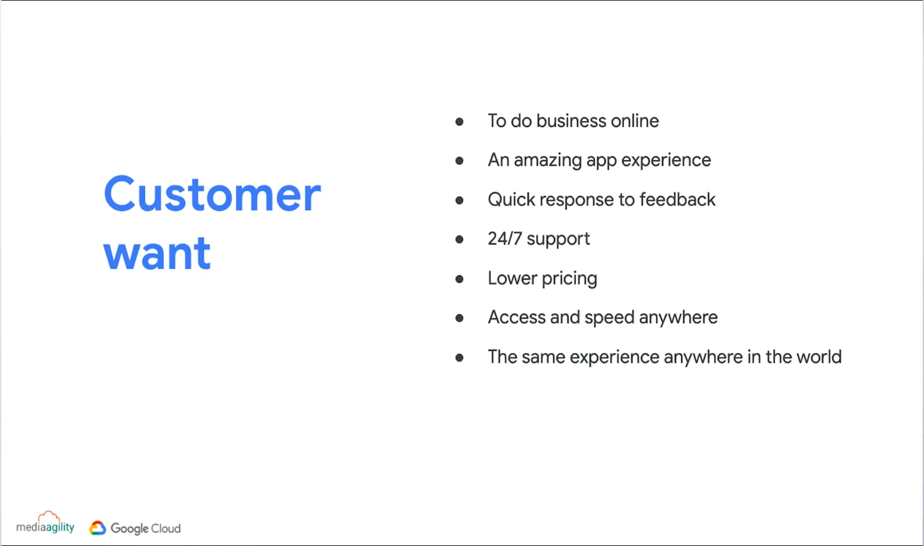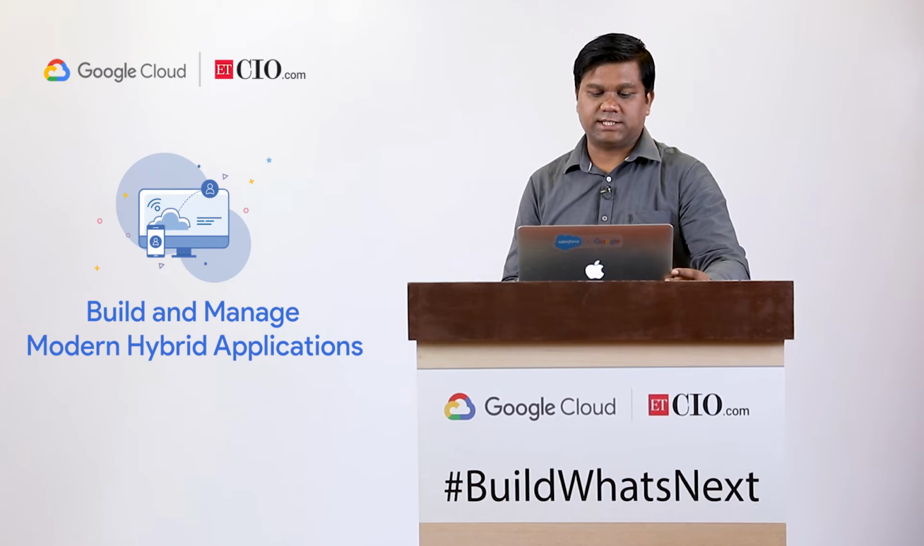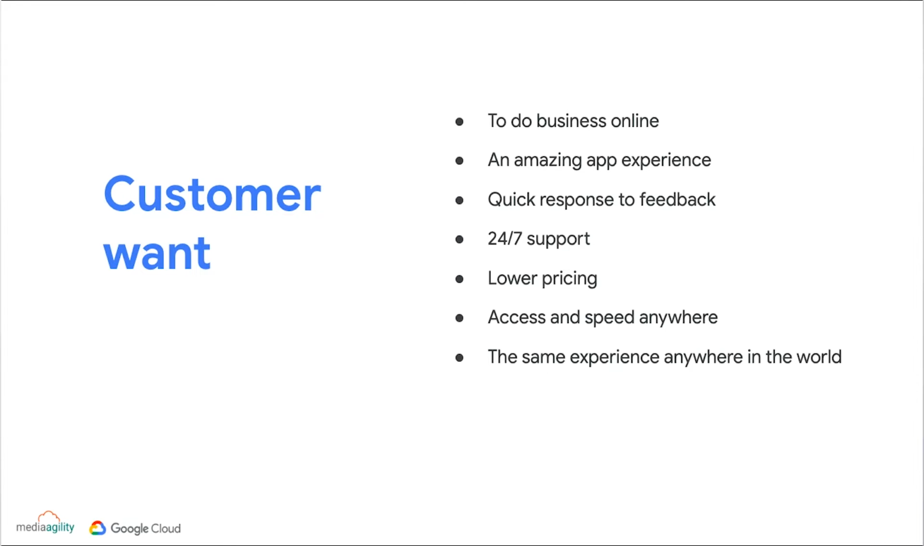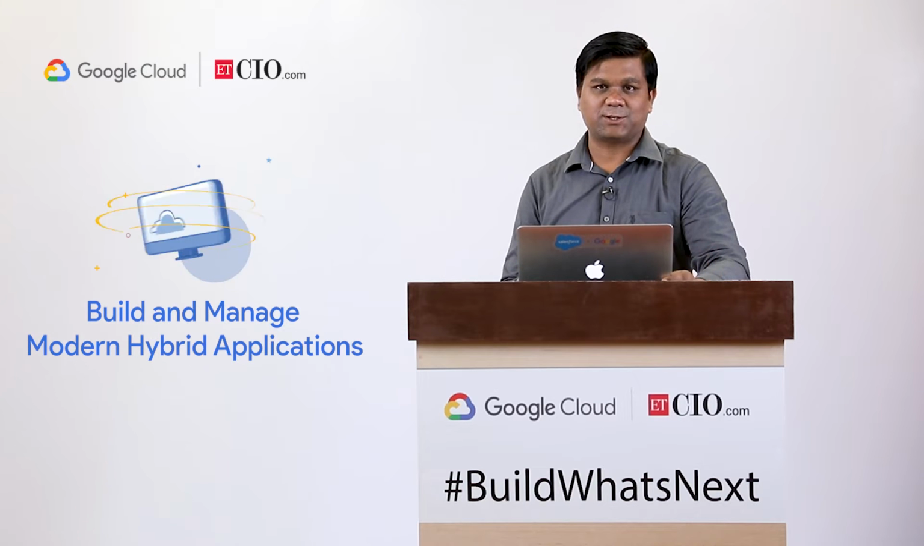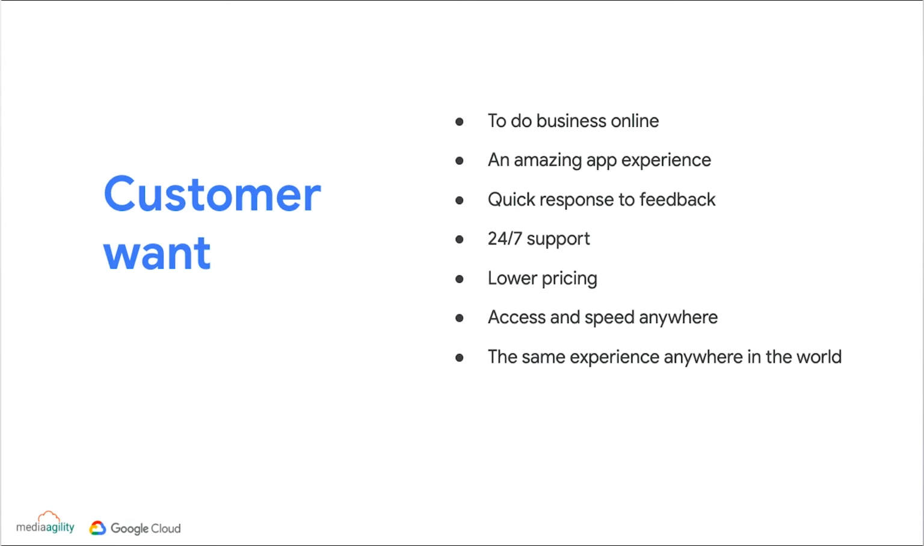24/7 support, which means we are not expecting a downtime with our applications. Lower pricing, that's the common fight. Everywhere you see everyone is struggling with discount offers, and that's how the discounting is coming in the picture. Access and speed anywhere, this is most important. Everyone wants to be right then and there. Even if there are delays for a few seconds, people move out.